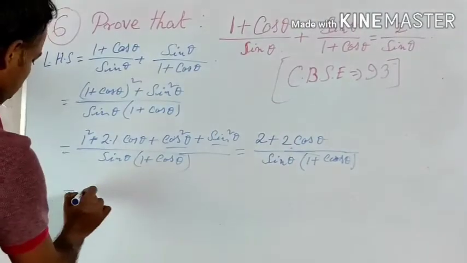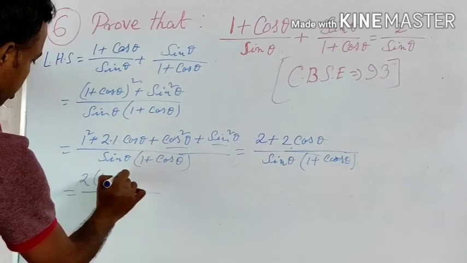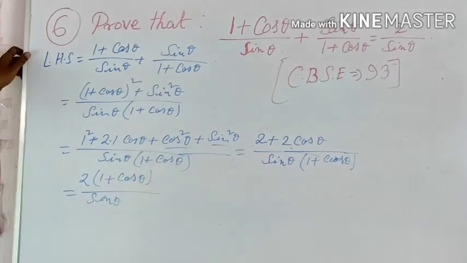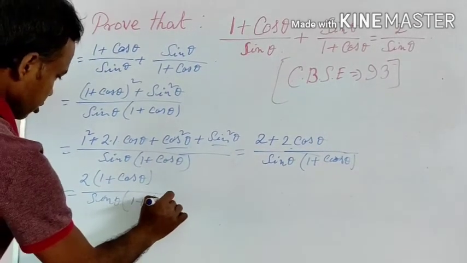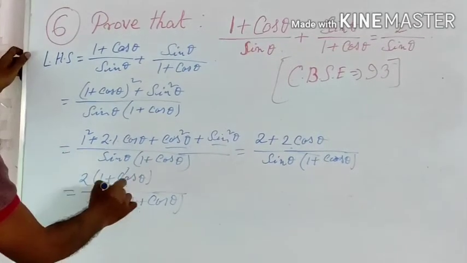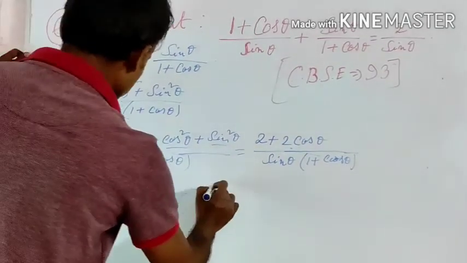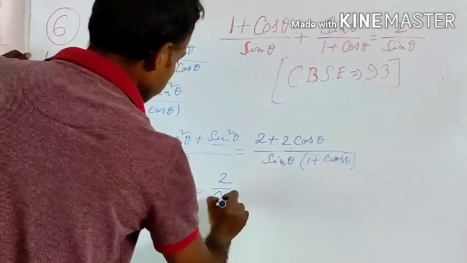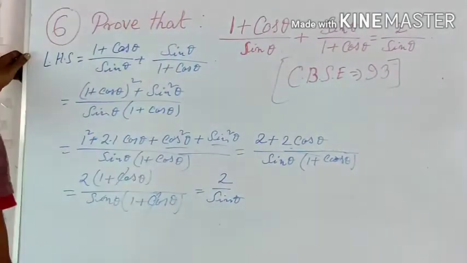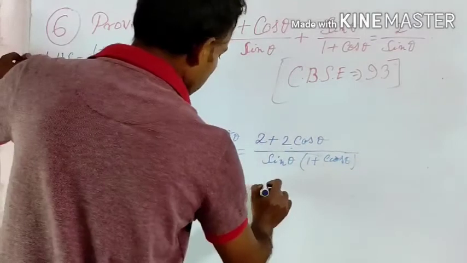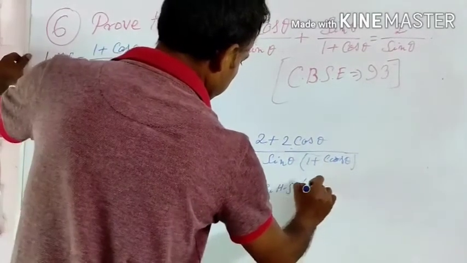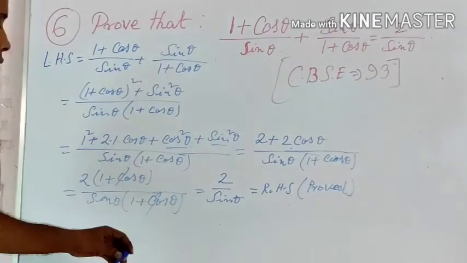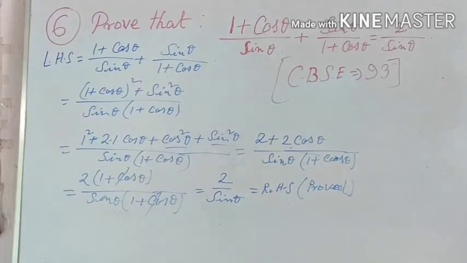is equal to, take common 2, 1 plus cos theta by sin theta into 1 plus cos theta. Here 1 plus cos theta, 1 plus cos theta will cancel out, that is 2 by sin theta, is equal to right hand side. Proved. Very important sum. This question has come in the year 1993. So next question.